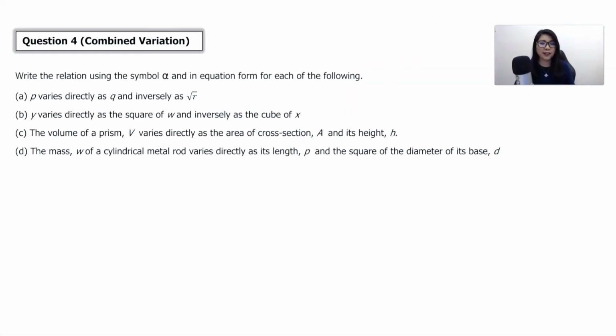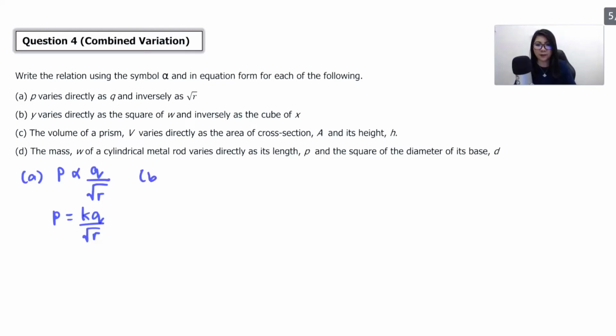Let's look at question number 4. This is on combined variation. Write the relation using the proportional symbol, and in equation form for each of the following. Okay, now let's solve for A. P varies directly as Q and inversely as the square root of R. And then we're going to change it into equation form, which is P equals k Q over square root of R. Okay, that's the answer for A.